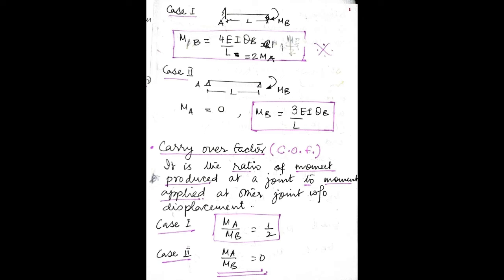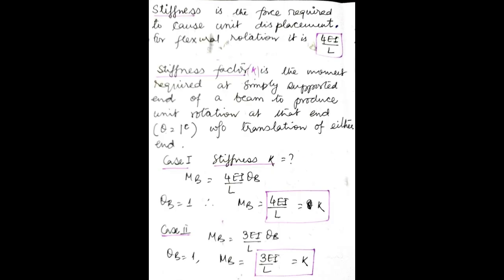What is this? That means moment produced at a joint to the moment applied. What is the moment produced? Moment produced is at A. You remember that we have applied the moment at B, MB, and for that reason a moment was developed at A. So what is the moment produced? That is MA. What is the moment applied? That is MB. So MA by MB, this ratio is called the carryover factor. Similarly, for case number 2, MA by MB will be equal to 0.